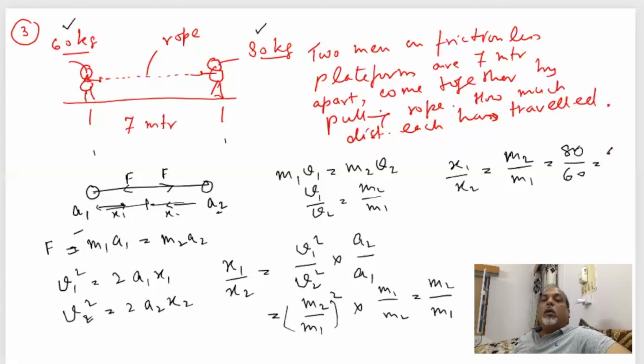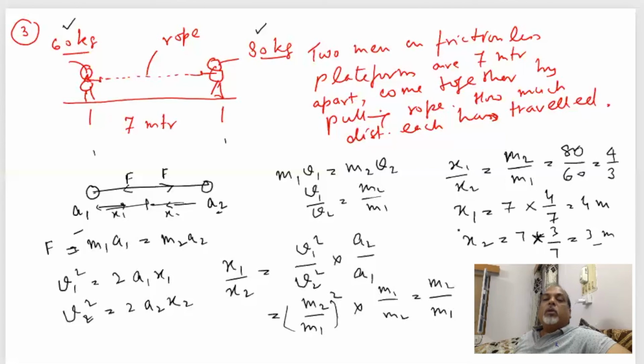That means x1 will be nothing but 7 into 4 by 7, which means 4 meters, and x2 will be nothing but 7 into 3 by 7, that is 3 meters. So in this ratio they will move.